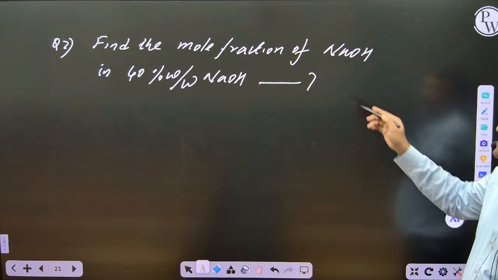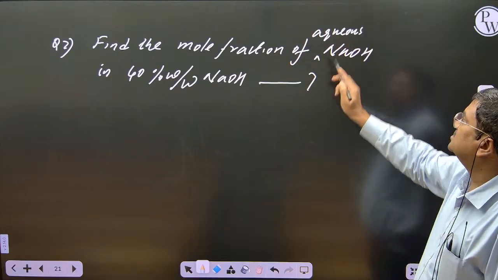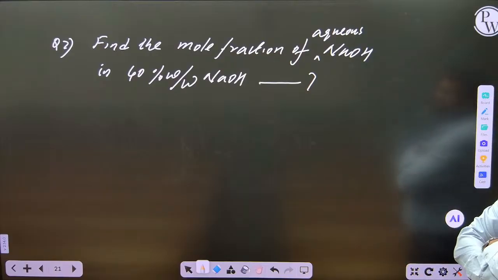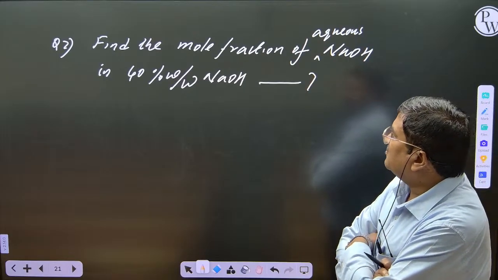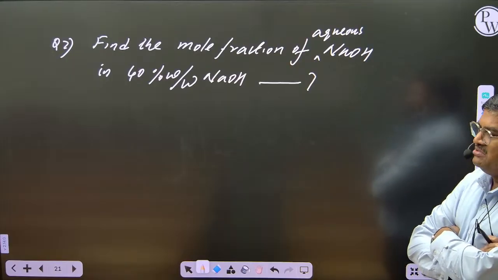Mole fraction of, here you write aqueous NaOH. What does aqueous mean? Caustic soda dissolved in water. Think how you approach; I give you 1 minute. I want the mole fraction of caustic soda in 40% W by W NaOH.